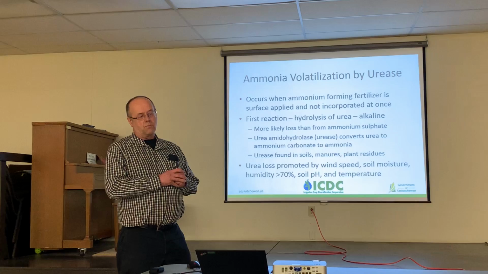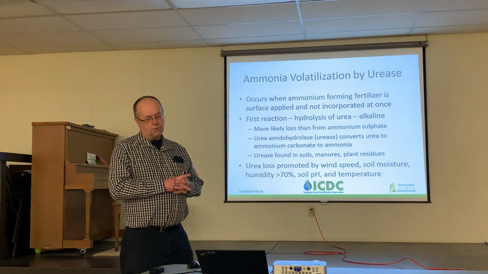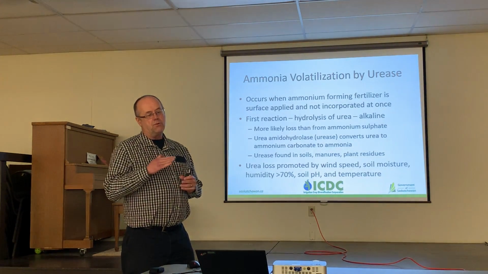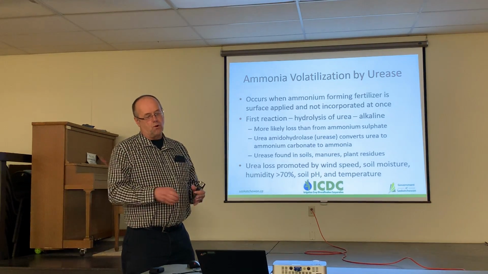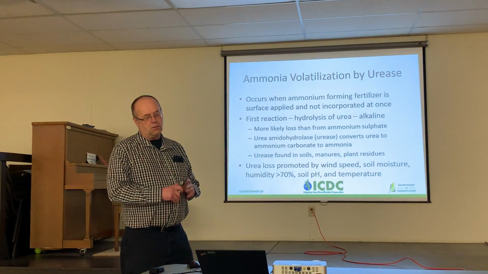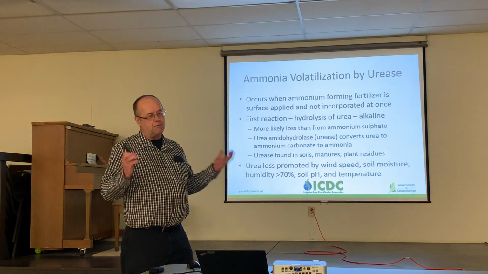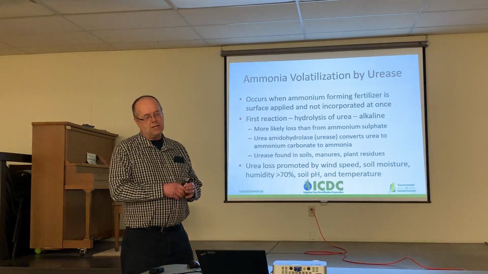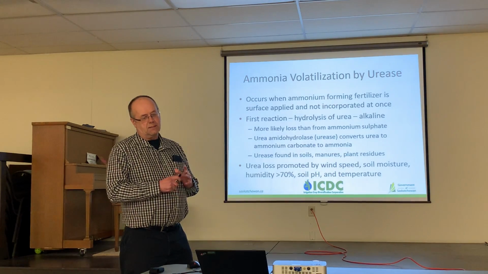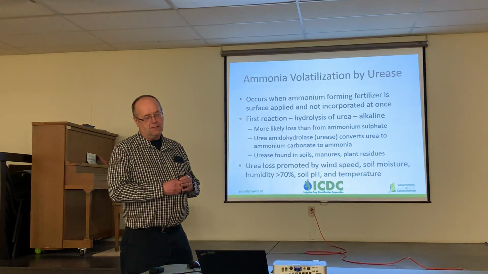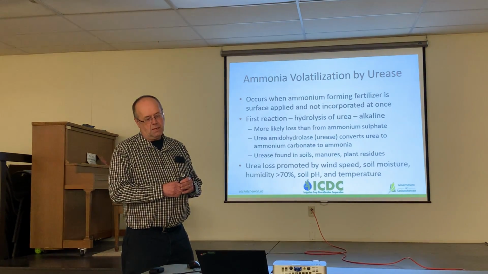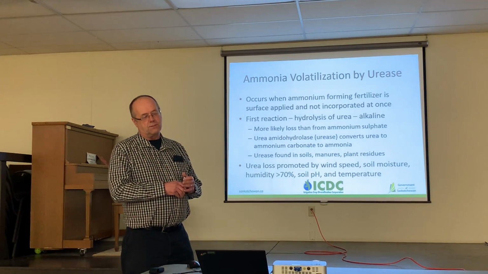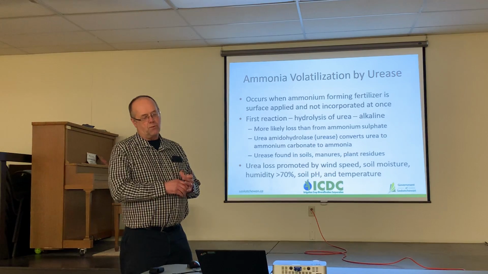Now let's talk a little bit about ammonia volatilization by urease. It occurs when the ammonium forming fertilizer is surface applied and not incorporated. If you band it, or if you cultivate to incorporate the urea, it's going to be interacting with the soil and not be subject to losses. So what happens when urea is broadcast on the surface? It's hydrolyzed to ammonium carbonate, and that ammonium carbonate converts spontaneously and very quickly to ammonia gas.